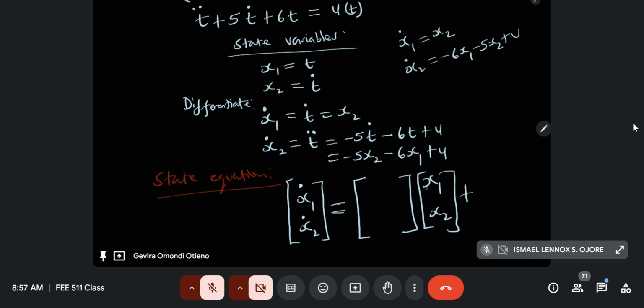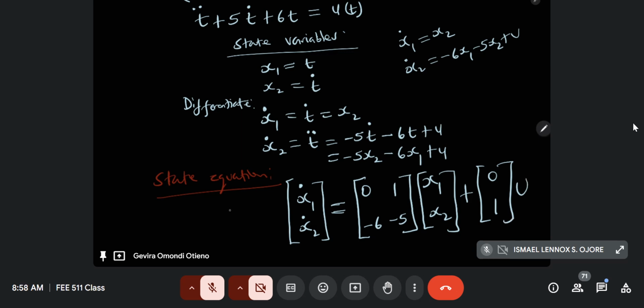So what are the coefficients of x1? In the first equation, the coefficient of x1 is 0 and the coefficient of x2 is 1. In the second equation, the coefficient of x1 is minus 6, the coefficient of x2 is minus 5. But we have the u, so the u does not exist in the first equation. So in the first equation, u is 0. In the second equation, u is 1. The coefficient is 1. So it's like that.